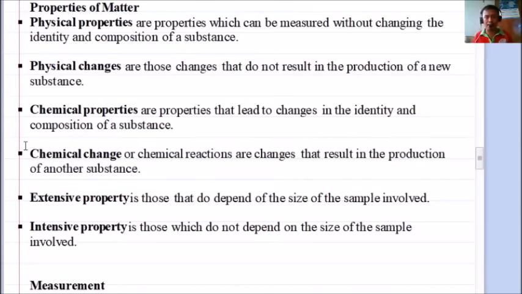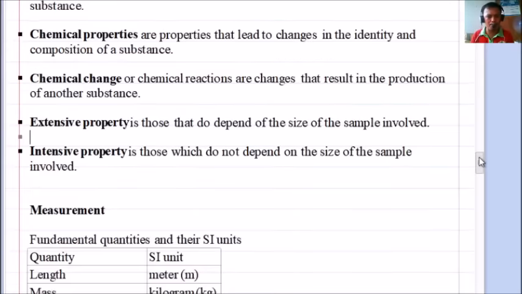And aside from that, we have the extensive and the intensive properties. Pag sabi natin extensive, nakadepende po siya sa size ng sample and other properties. Example niyan is yung mass, volume, and length. Pero kung hindi naman, intensive property, syempre, we have the density, temperature, boiling point, malleability, conductivity, at marami pa pong iba. So we have the measurement.